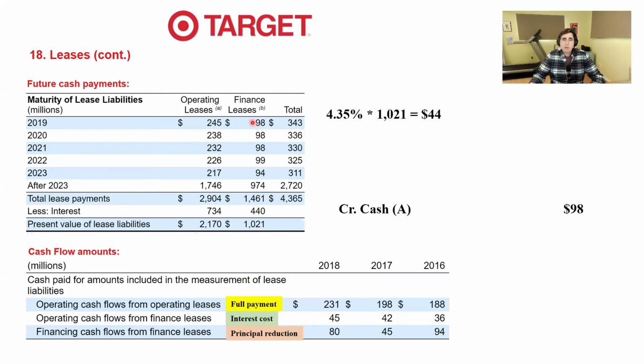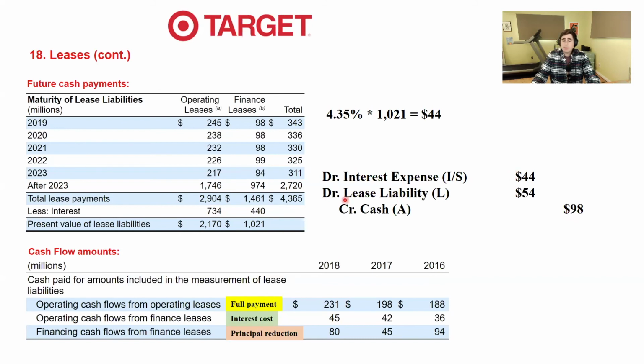Why is 1021 the beginning book value? Well, it's the present value of the finance lease payments. So here it is, 1021, the present value of the finance lease payments. And it's the beginning book value because we're talking about 2019. This is the book value as of the end of 2018, and the book value at the end of 2018 is the same as the book value at the beginning of 2019. So the beginning book value is 1021 times 4.35%, the average effective interest rate, and you get $44 million as interest expense. So the debit to interest expense is $44 million. A credit to cash of $98 million, debit to interest expense of $44 million.